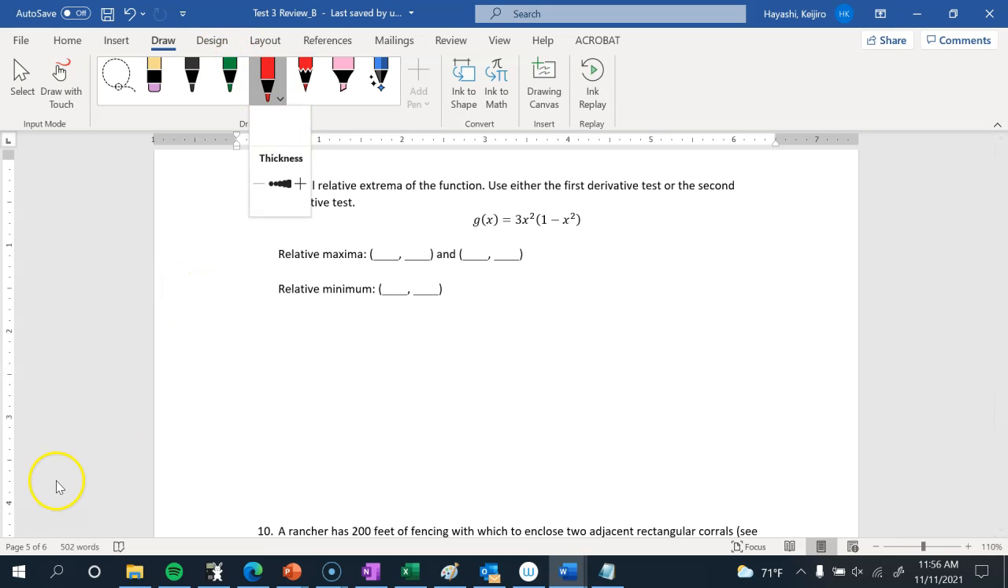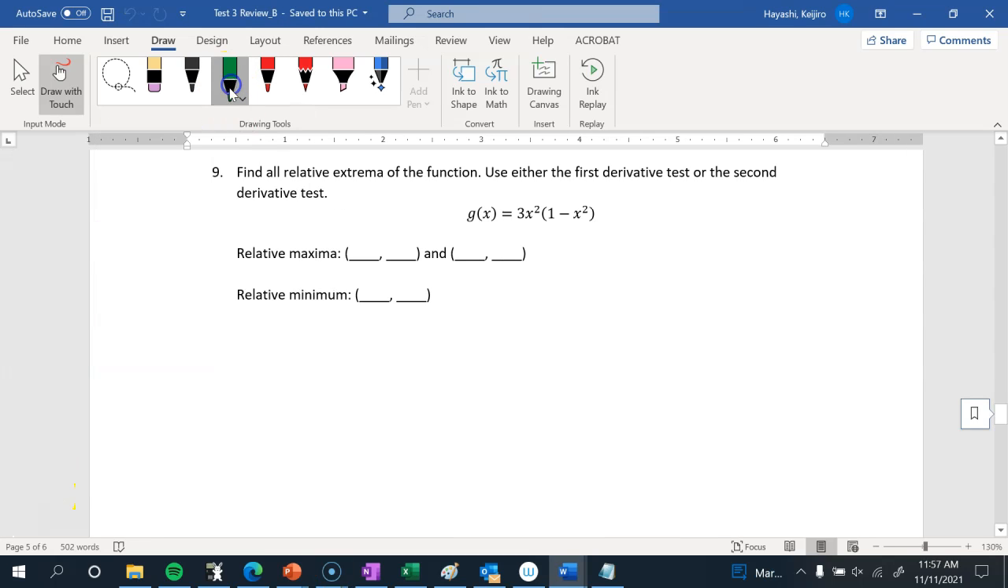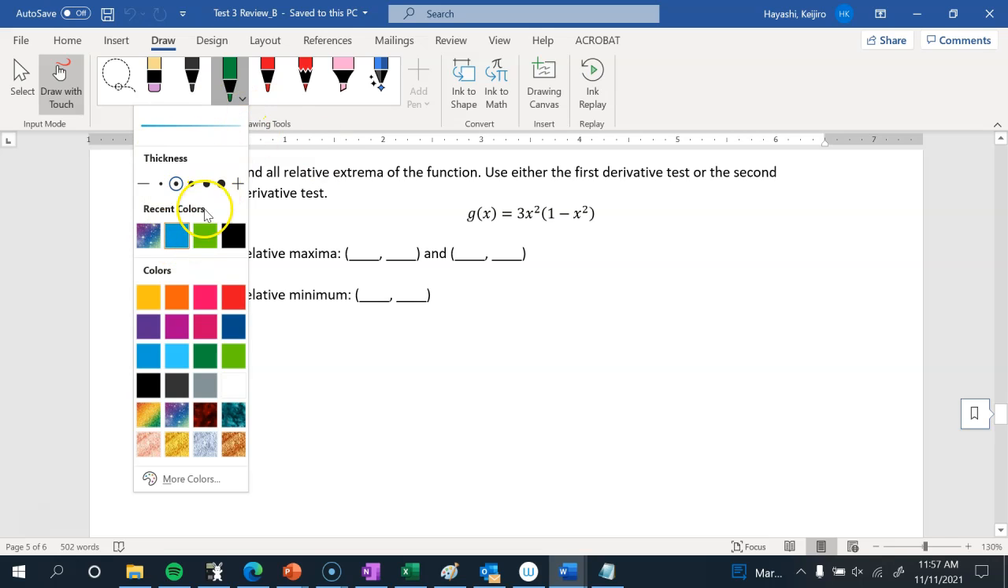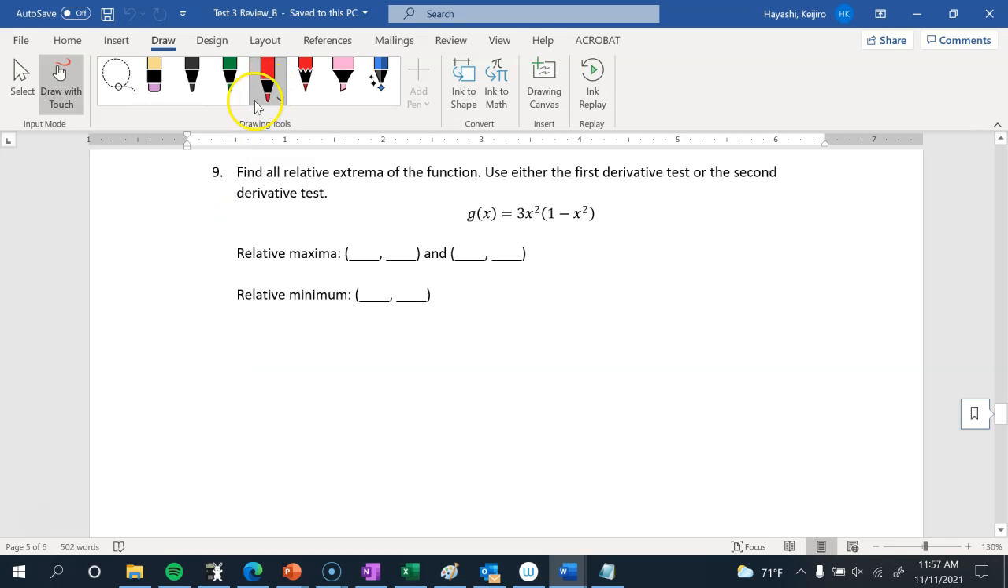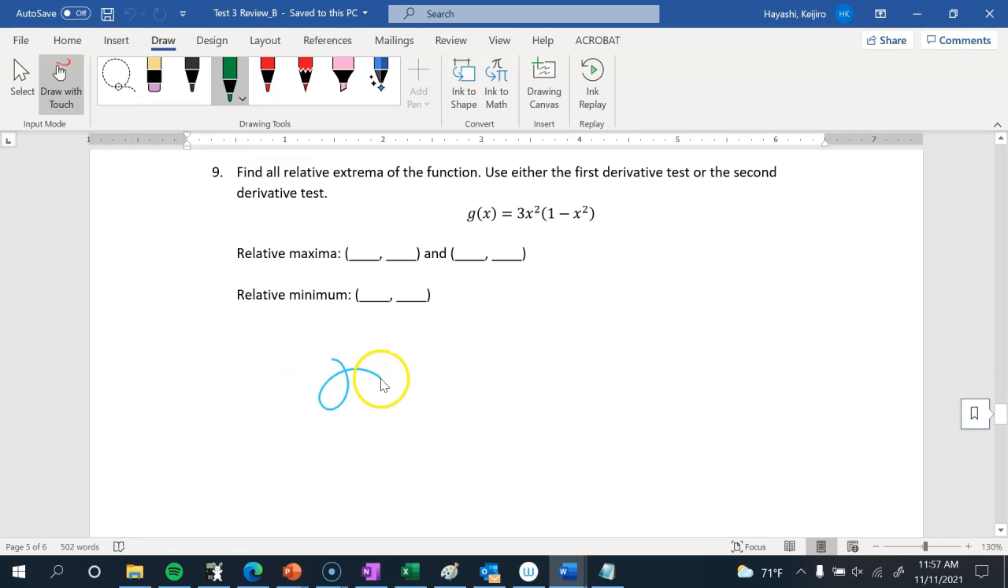Yeah, that's strange. I can't say that that pen looks blue, but I guess it is.